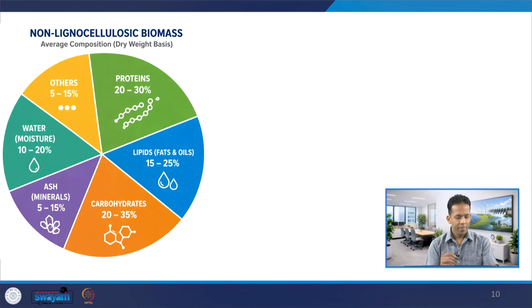Non-lignocellulosic biomass: here we don't bifurcate the composition in terms of lignin, cellulose and hemicellulose, but there are other terminologies like proteins, lipids, carbohydrates. Proteins are around 20 to 30%, lipids 15 to 25%, and carbohydrates 20 to 35%. And then this biomass may also have some ash, water, and others. This should not be on the dry weight basis because it shows 10 to 20% moisture.